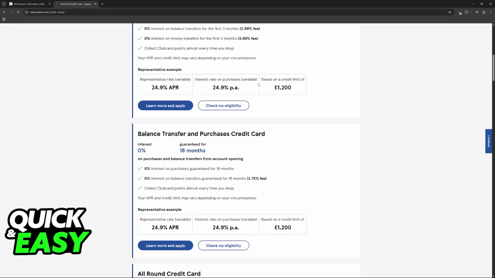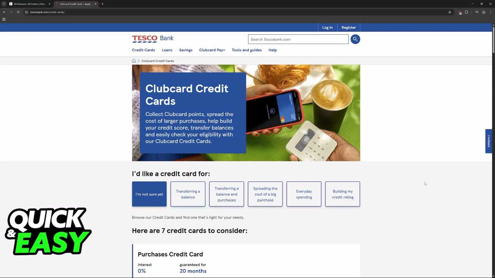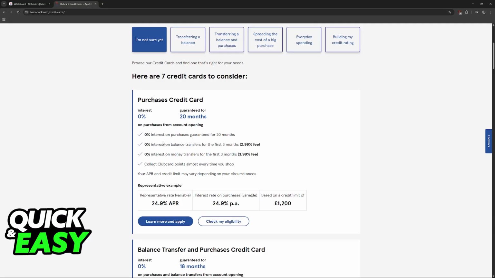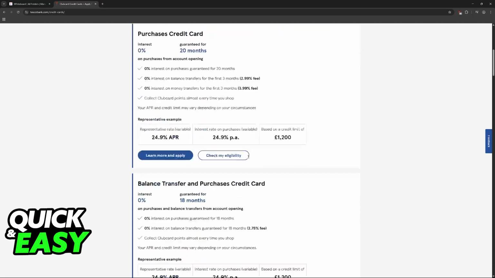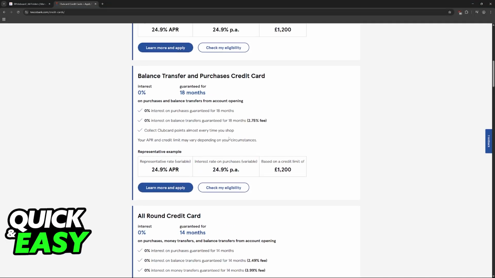The most common one by far is using money transfer credit cards. As an example, the Tesco Bank Club Card credit cards will offer promotional periods where they have 0% interest on balance and money transfers. As you can see here, they will have 0% interest on balance transfers for the first 3 months and also money transfers. Some of these cards will even have 0% for up to 18 months.